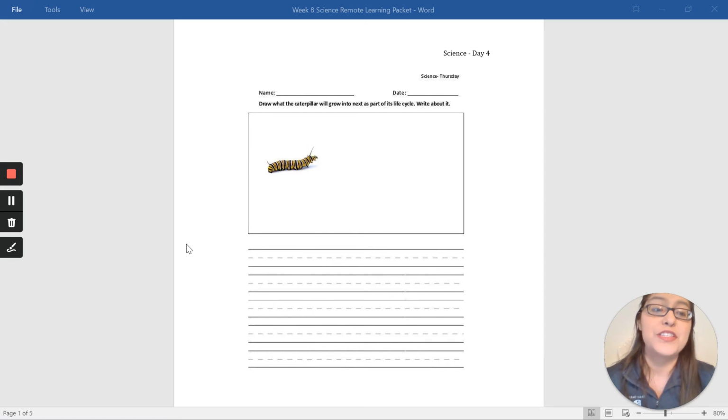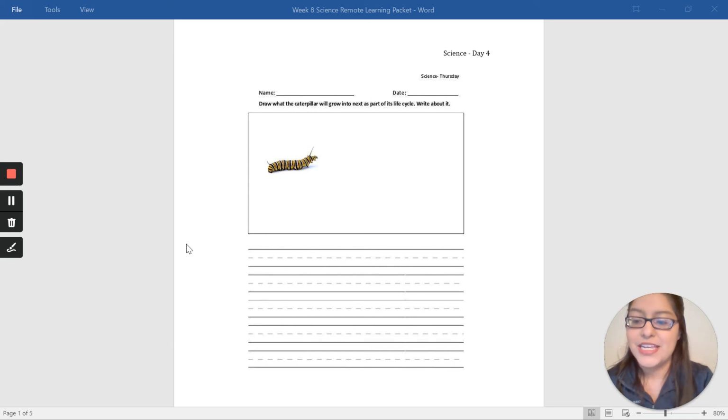All right, now for day 4, for science scholars, the direction day, draw what the caterpillar will grow into next as part of its life cycle. Then you're going to write about it. So first we need to think about the different stages in the life cycle of a butterfly. So the 4 stages are, what are they again? They are egg, then caterpillar, yes, and next, yes, a chrysalis, and finally a butterfly.